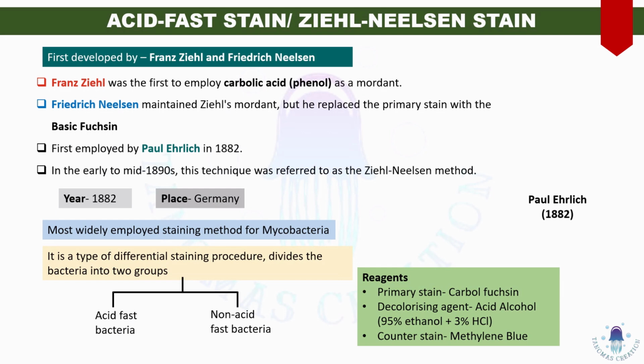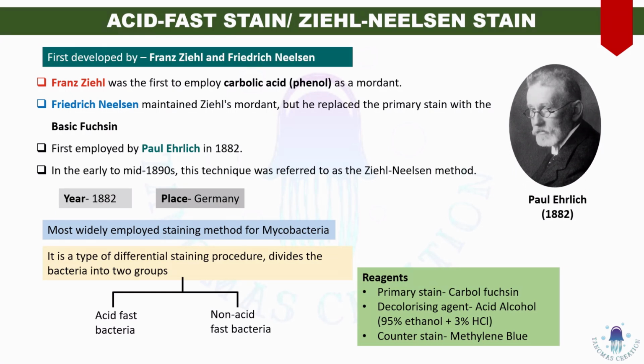Now coming to the second method of group separation, that is acid-fast stain or Ziehl-Neelsen stain. This acid-fast stain was first developed by Franz Ziehl and Frederick Neelsen. Franz Ziehl was the first to employ carbolic acid as a mordant, and Frederick Neelsen maintained Ziehl's mordant, but replaced the primary stain with basic fuchsin. However, Paul Ehrlich was the first to employ this complete preparation as the acid-fast stain on the mycobacteria in 1882. So therefore, this was completely developed by Paul Ehrlich, we can say. So these are the scientists who developed the acid-fast stain.